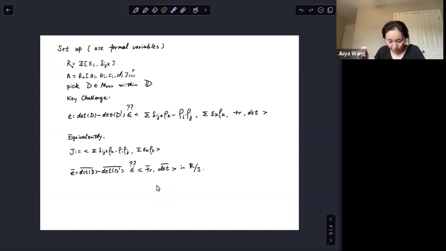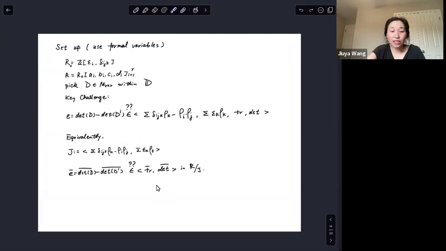So equivalently, if we mod out these relators by J, the ideal generated by the relators, then we want to show that in the quotient ring R mod J, the image of the error term should be generated by purely trace and determinant. And this is the place where we got stuck for a long time and actually doubted whether it can be done.